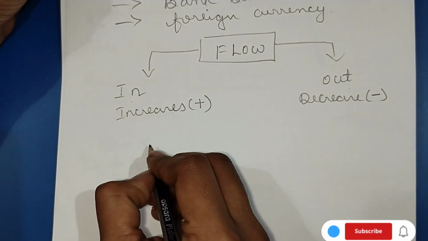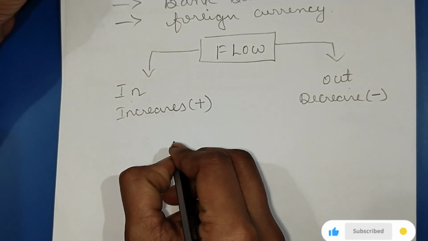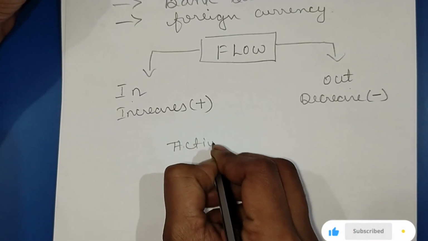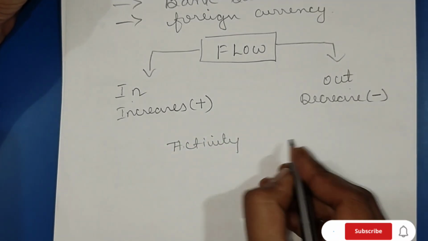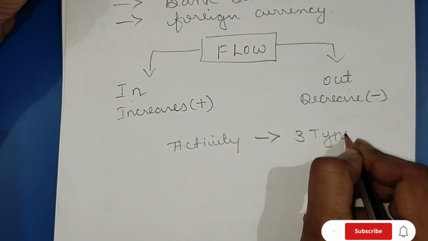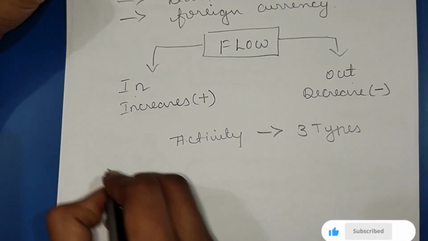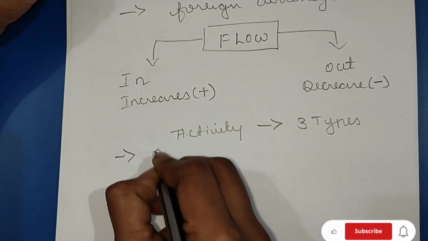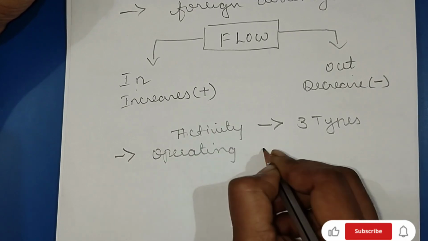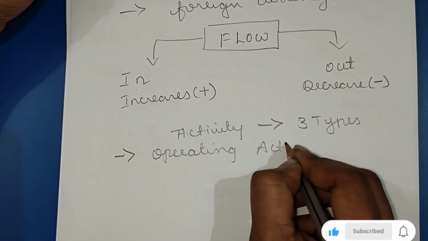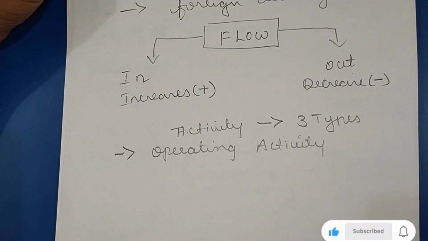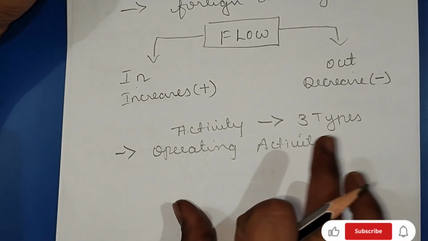The cash inflow and outflow will be considered based on activities. There are three types of activity. The first one is operating activity. Here, you can take the effect of the income statement.